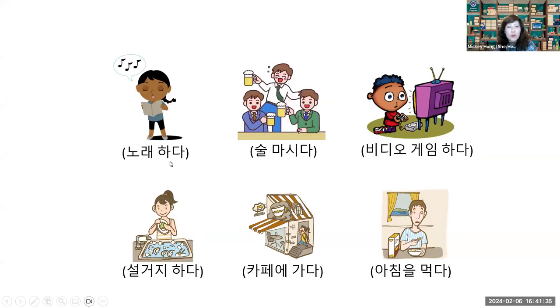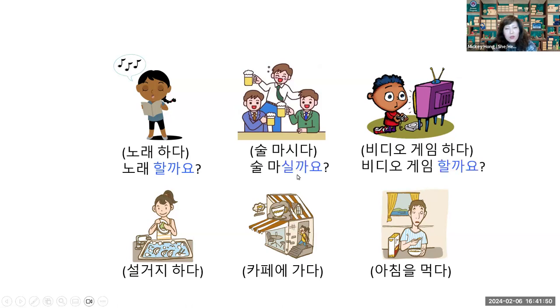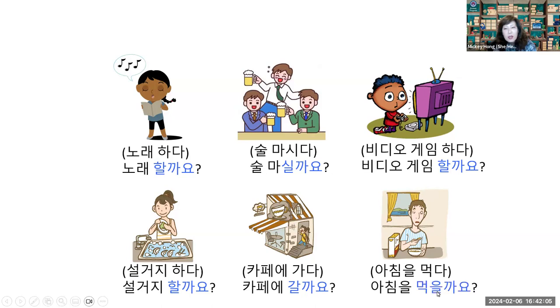So how would you put this in 을까요 or ㄹ까요 form? Shall we sing? 노래할까요? Shall I sing? Do you think she'll sing? 술 마실까요? Oops, sorry. 비디오 게임 할까요? Shall we play video game? 설거지 할까요? Should we do the dishes? 카페에 갈까요? 아침을 먹을까요?